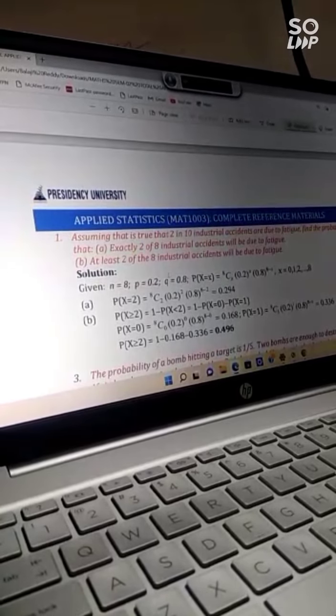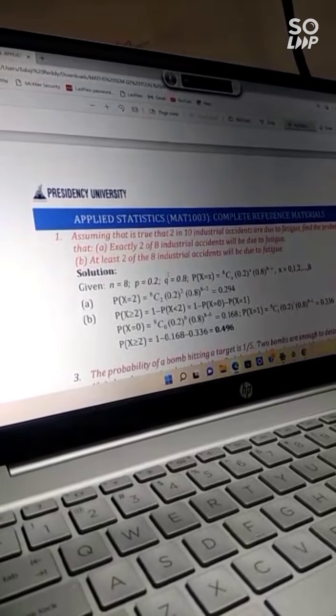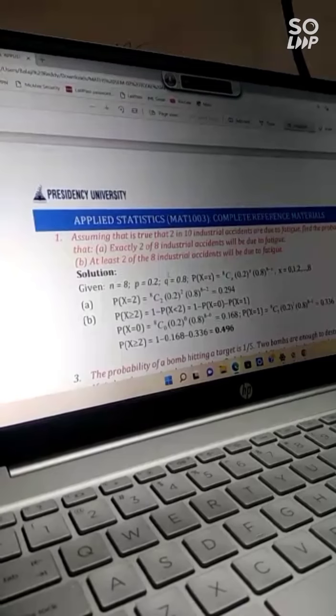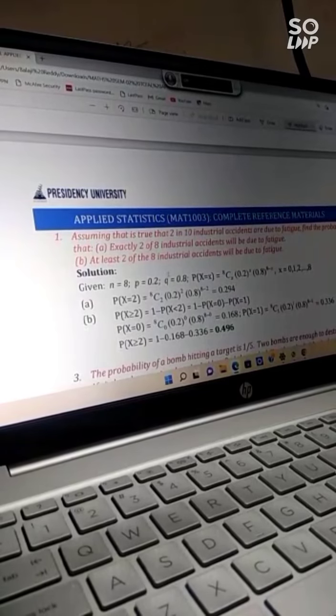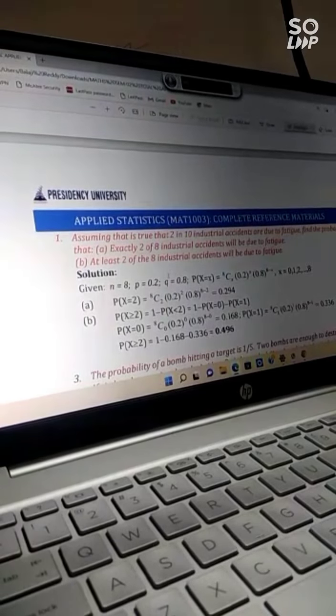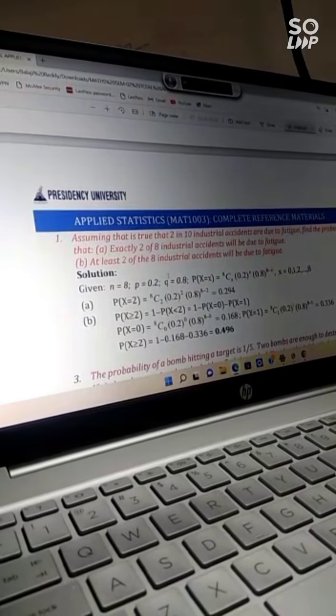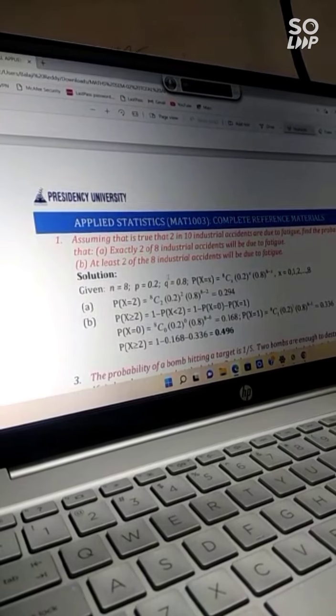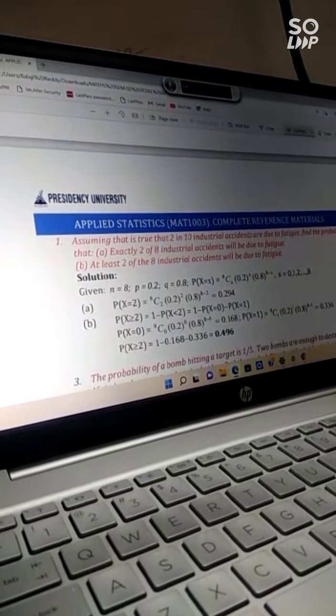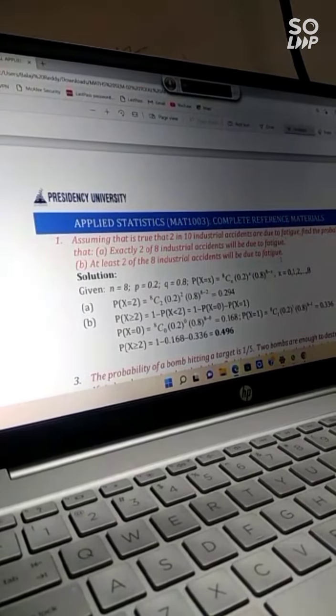Assume that it is true that 2 in 10 industrial accidents are due to fatigue. Find the probability that, there are two subquestions, A and B. A: exactly 2 of 8 industrial accidents will be due to fatigue, and B: at least 2 of 8 industrial accidents will be due to fatigue.